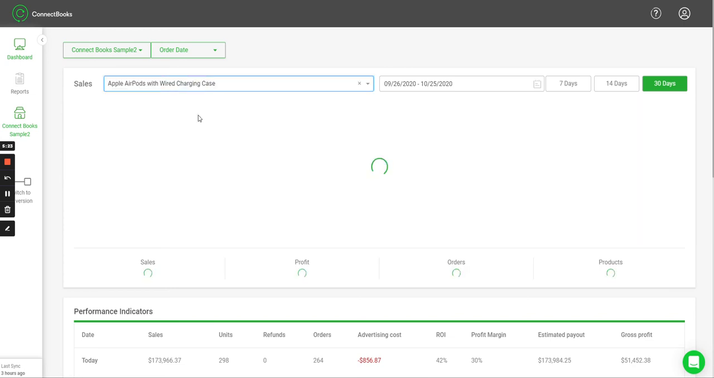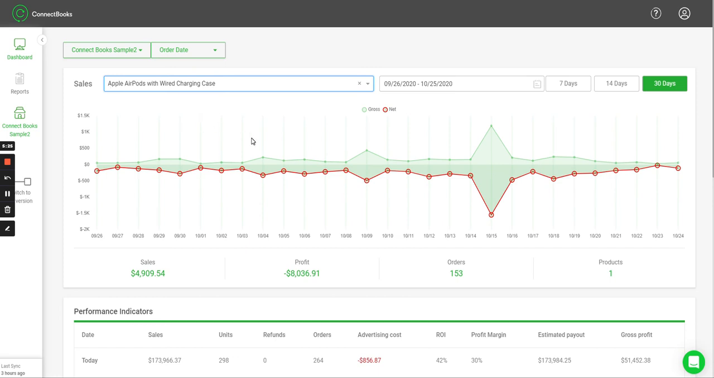Another thing is, over here you get the option to search on the product level. For example, if I just select Apple AirPods, you see the AirPods weren't making any money. We have a different way to look at this. We can really look at the reports, but you see the profit was negative 8,000.